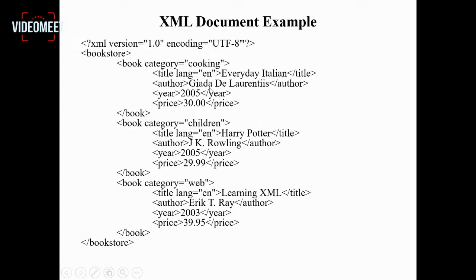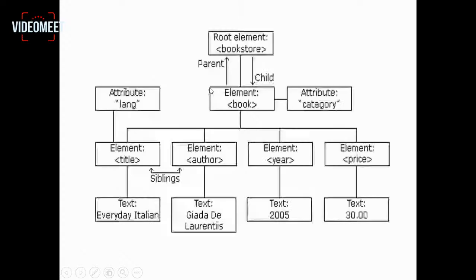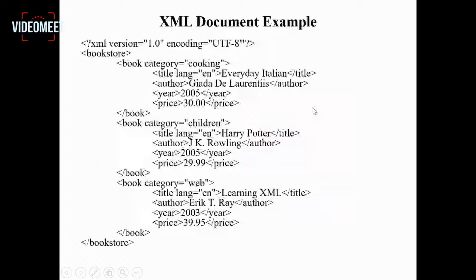So for the book tag, as I mentioned here, we have an attribute called category. So the category attribute is equal to cooking. The lang attribute is there for the title tag, en in short for English. The title is stored here as simple text, Everyday Italian. Then the author name is stored in between the author tag. The year in which it is published is stored in the year tag, and the price is stored in the price tag. This is related to one book.